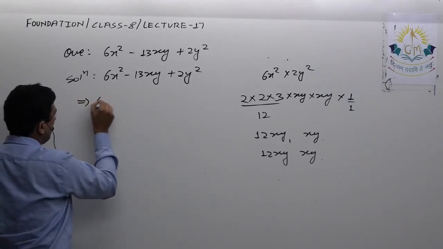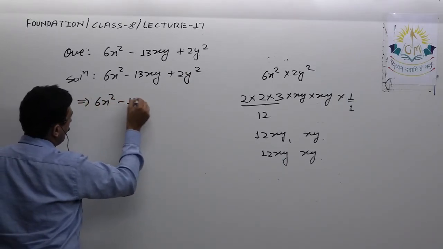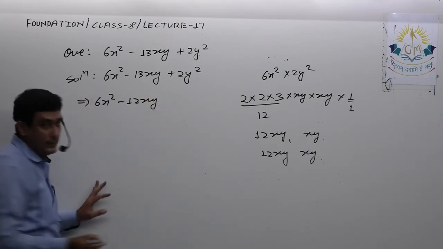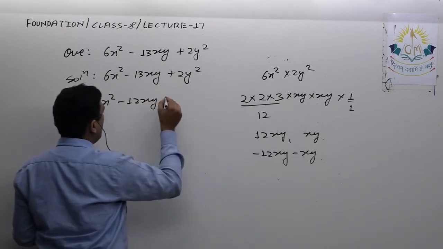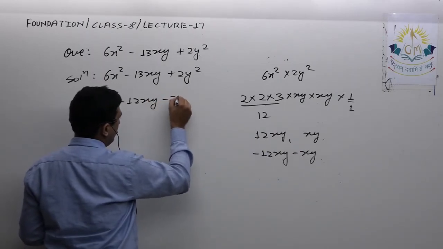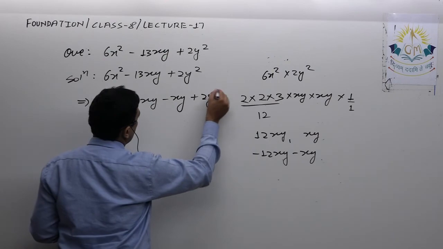So here 6x square minus 13xy plus 2y square. So over here 6x square minus 12xy, because their sum is 13xy, and if I add these two with their negative sign, then only I will get minus 12 minus 13xy plus 2y square.